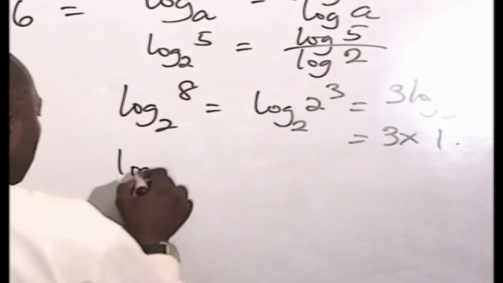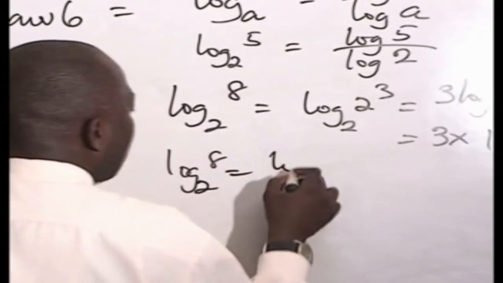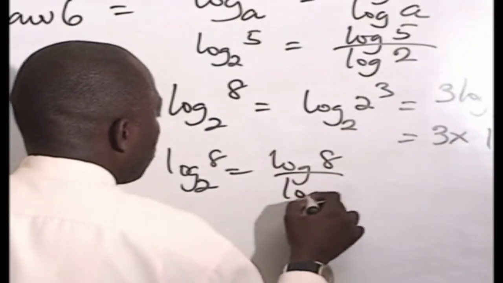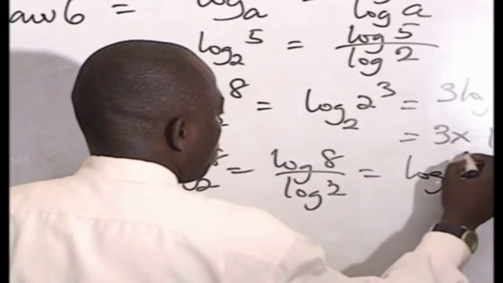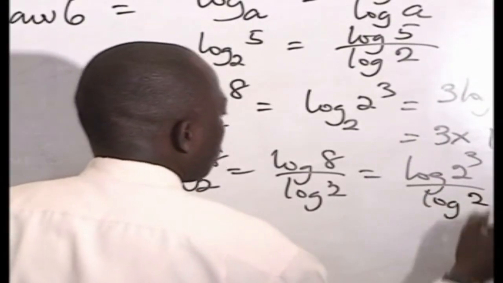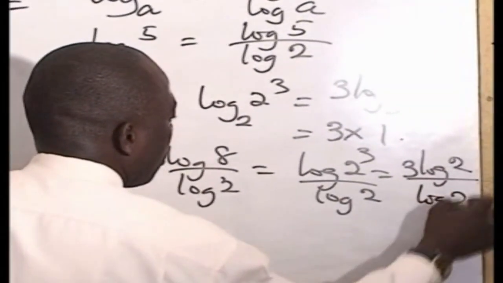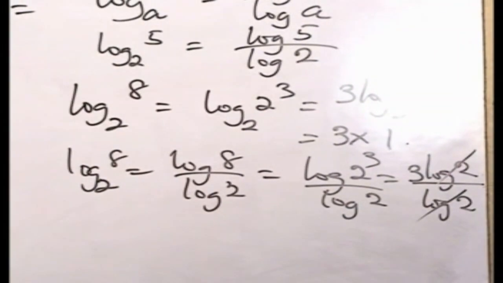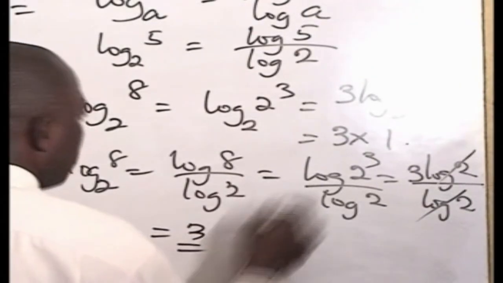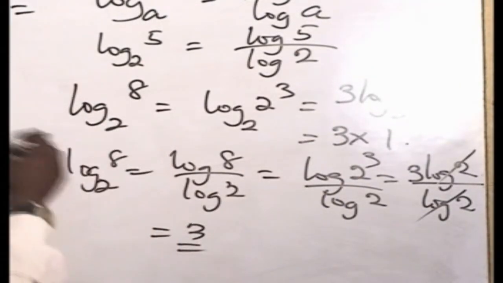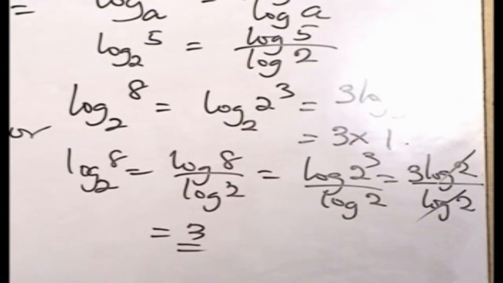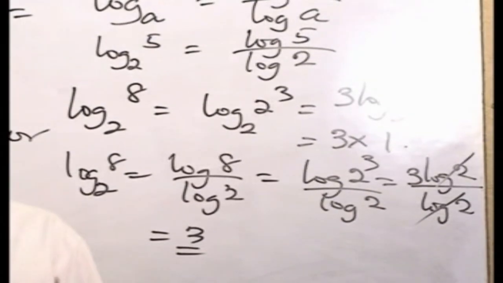Otherwise, you can rewrite log 8 base 2 as log 8 over log 2. Again, log 8 can be expressed as log 2 raised to power 3 over log 2. Again, this is written as 3 log 2 over log 2. Then log 2 cancel each other, then you have your final answer as 3, just like you have in using this method. So if you understand the way it works, it becomes very, very cheap.